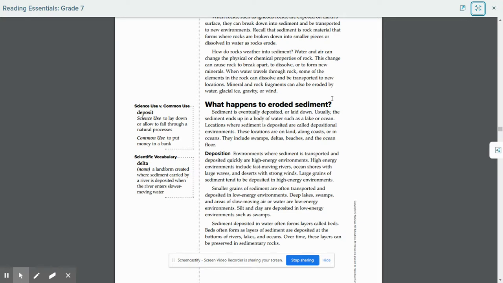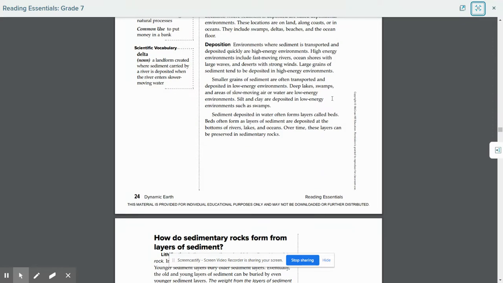Deep lakes, swamps, and areas of slow moving air or water are low energy environments. Silt and clay are deposited in low energy environments such as swamps. Sediment deposited in water often forms layers called beds. Beds often form as layers of sediment are deposited at the bottoms of rivers, lakes, and oceans. Over time, these layers can be preserved in sedimentary rocks.